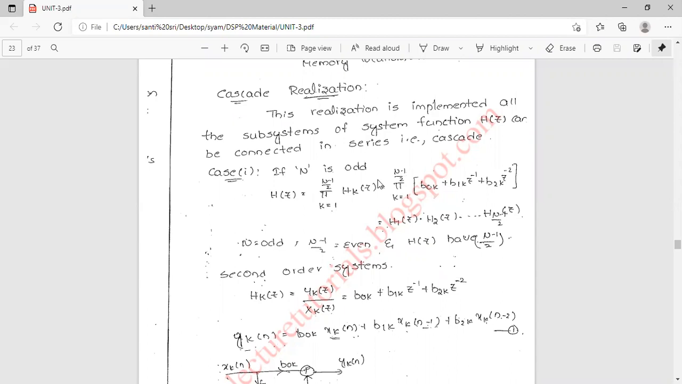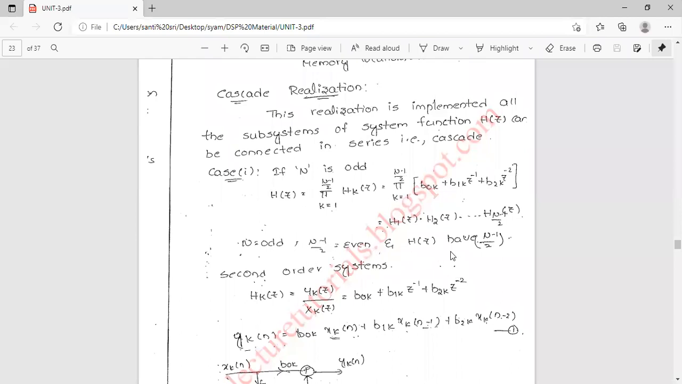If n is odd, then H(z) is equal to the product for k equal to 1 to (n minus 1)/2 of Hk(z). That is, the product for k equal to 1 to (n minus 1)/2 of Hk, which is nothing but b0k plus b1k z power minus 1 plus b2k z power minus 2. So the product is nothing but H1(z) into H2(z) into H3(z) up to H(n minus 1)/2(z).